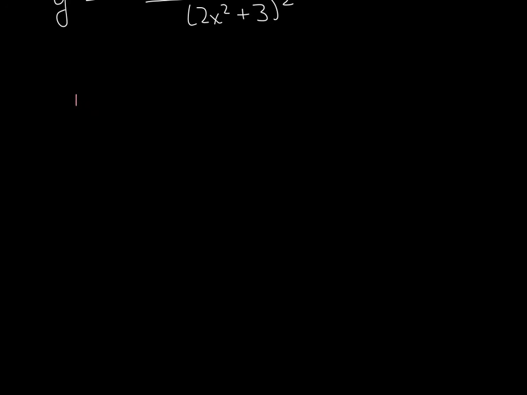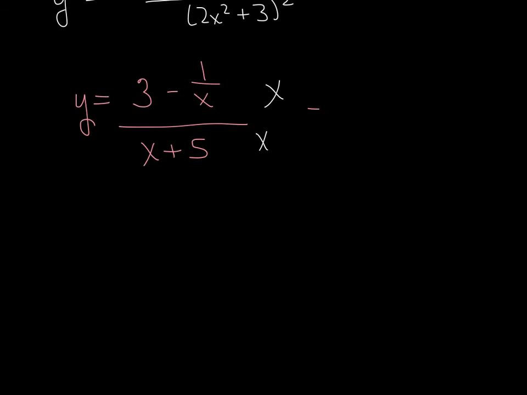Let's look at y equals 3 minus 1 over x plus 5. Probably our first step here is to rewrite this problem to make it a little bit simpler. I don't like that complex fraction, so I'm going to multiply the top and the bottom by x. And when I do that, I get 3x minus 1 over x squared plus 5x. And now we can take the derivative.